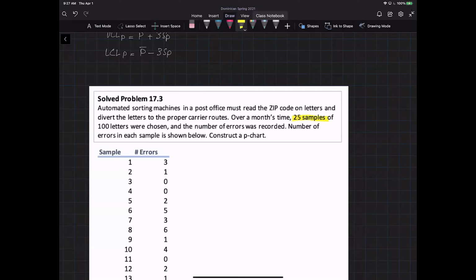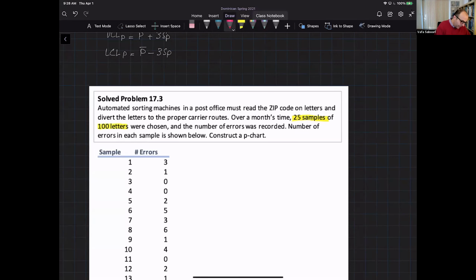Is it 100 because they're taking 25 out of 100? It is 100, but not because they are taking 25 out of 100. They are taking 25 samples of 100. So each sample contains 100 letters, and they repeat this 25 times. The size of each sample is 100. The number of samples is 25. Thank you. That's correct.